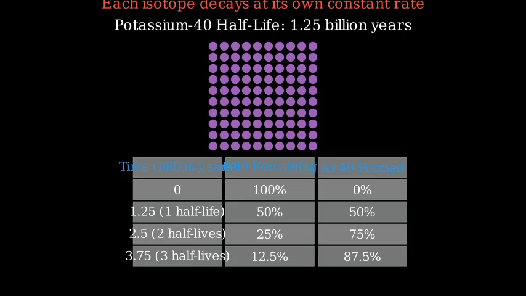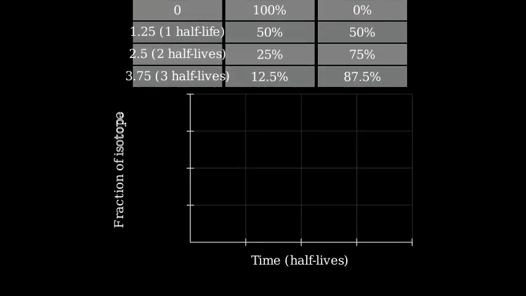Let's visualize the radioactive decay process with a graph. The x-axis represents time, measured in half-lives. The y-axis shows the fraction of the original isotope remaining. The red curve shows how potassium 40 decreases over time. Notice how it follows an exponential decay pattern.